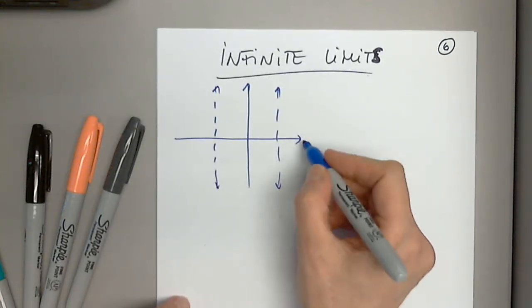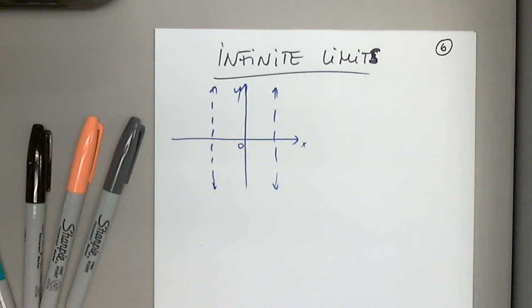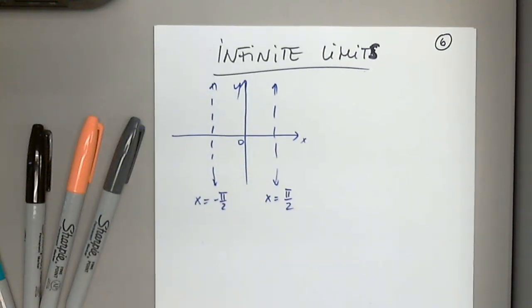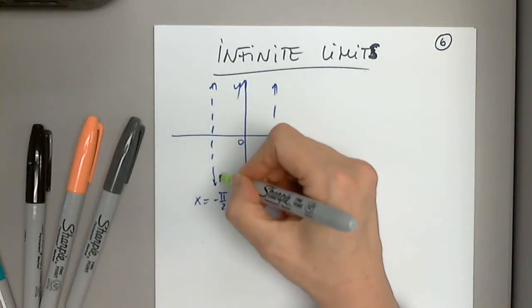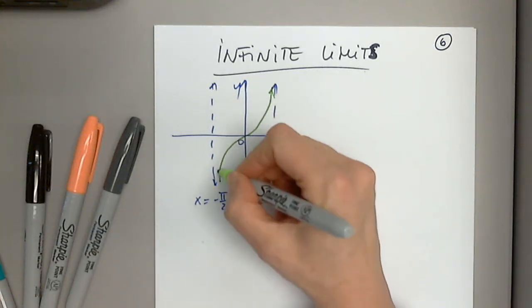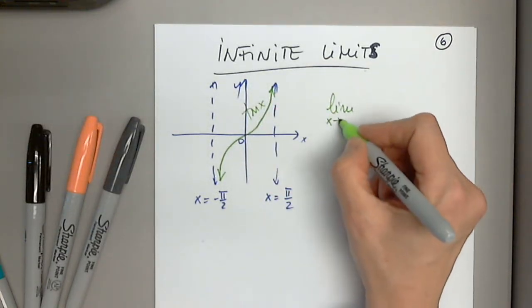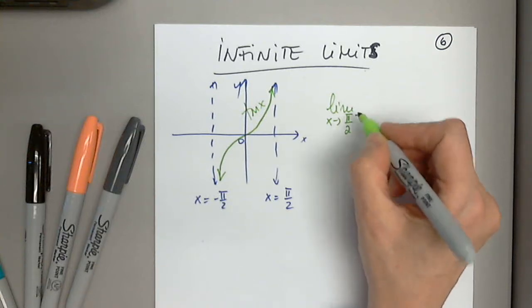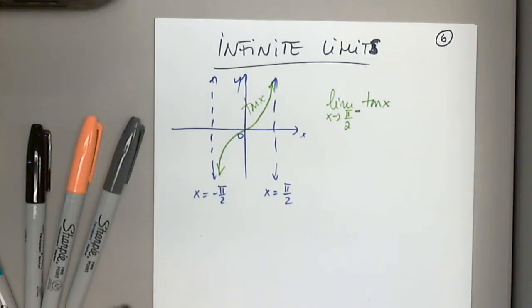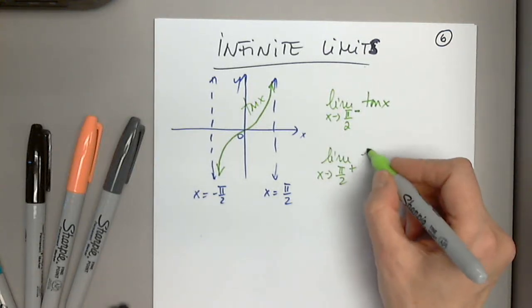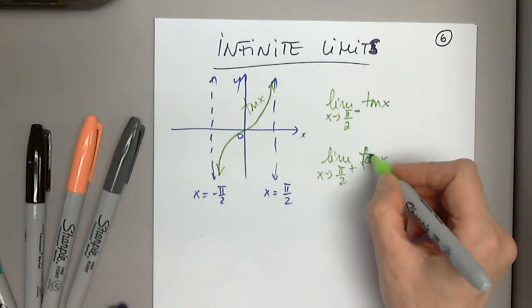Was it Savannah or Emily? Who was it? Both. Okay. You're reading my mind. Good. Indeed. This is tangent. So tangent x. So then limit as x approaches pi over 2 from the left of tangent x, and limit as x approaches pi over 2 from the right. Oops. I meant to write tangent x.